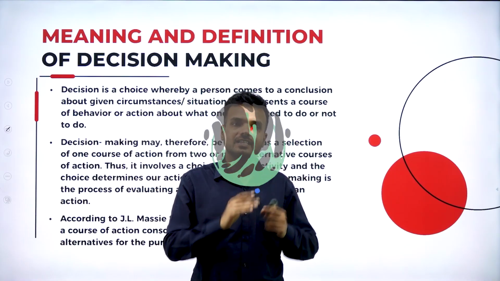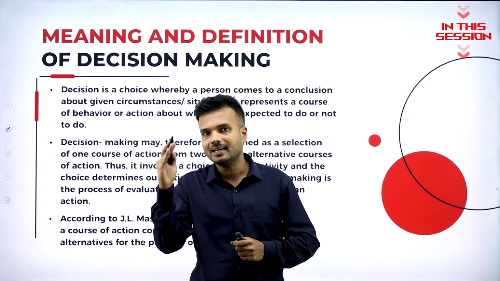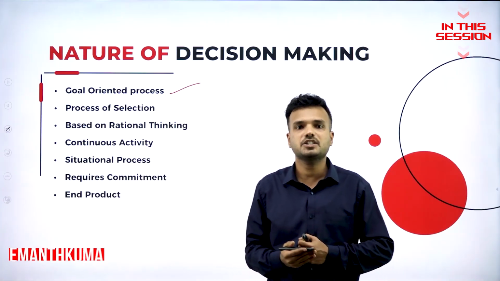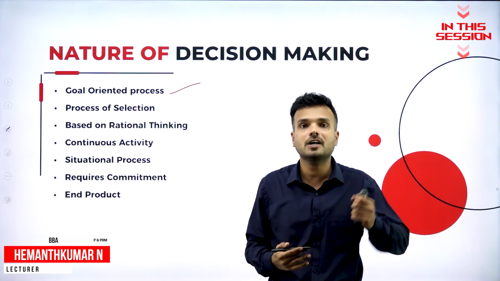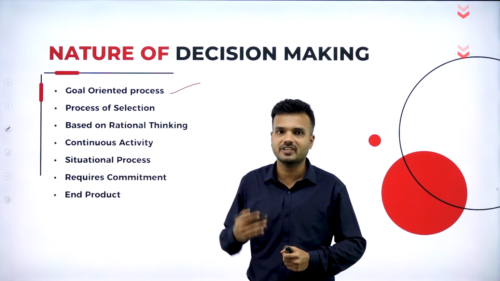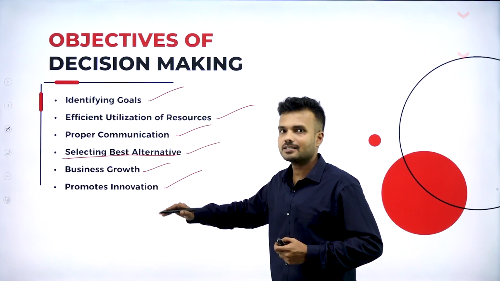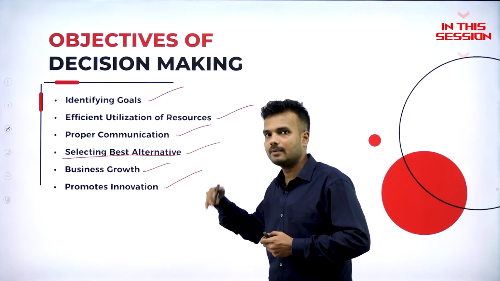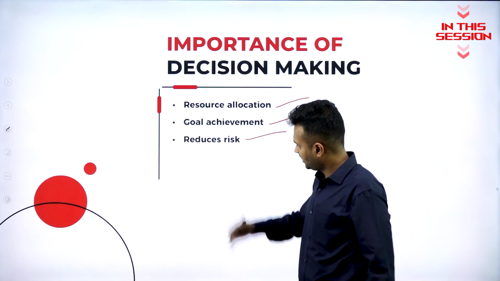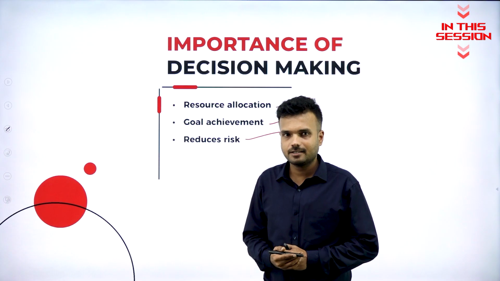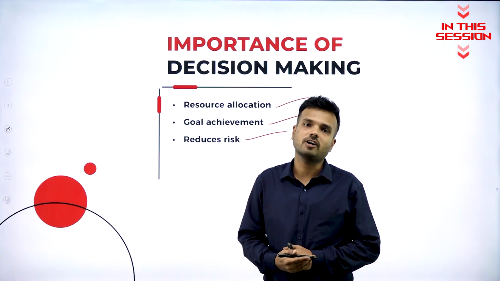So what is the relationship between planning and decision making? Why is decision making a goal oriented process? Because decision making focuses on the goals of the organization. Policies, procedures, plans, all these things keep on changing, hence it does not remain constant. Decision making reduces the risk of uncertainty in every organization.